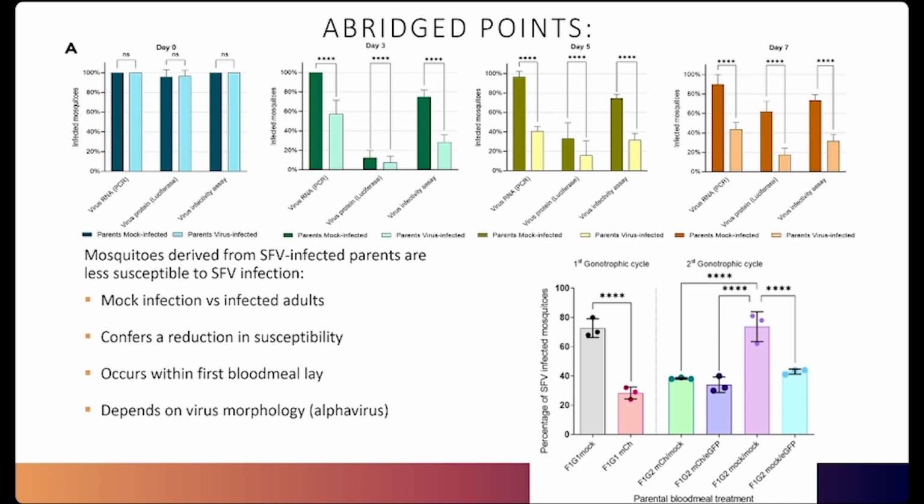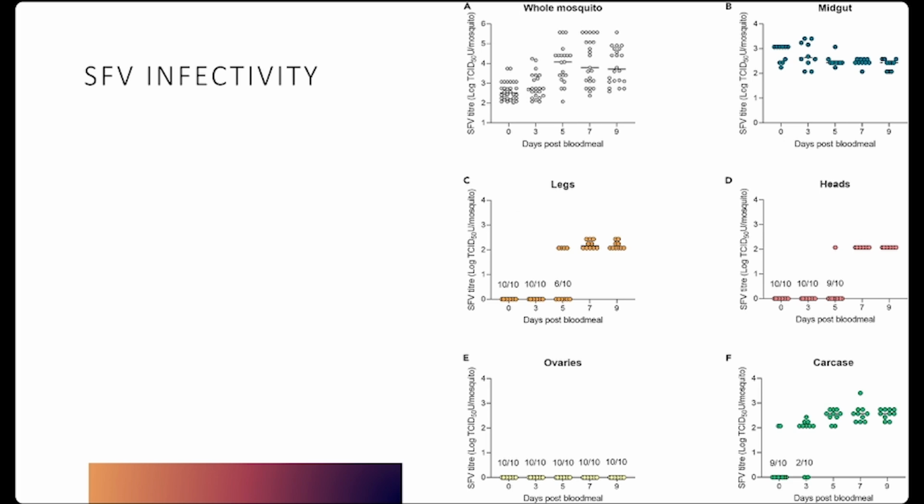All the other ones are PCR tests, which aren't looking at the actual percentage of the SFV, which is calculated by counting how many viral particles there are. So where are they actually being infected within the mosquitoes? That's what this is showing in days post blood meal. So within the whole mosquito, you can see. So these are their infection.